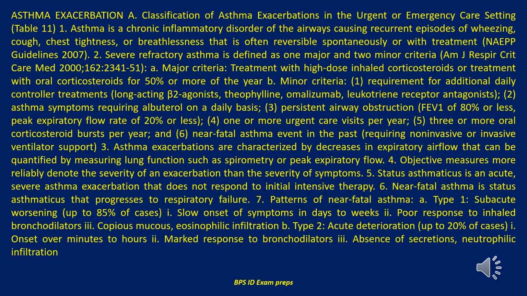B. Type 2 refers to acute deterioration, accounting for up to 20% of cases. 1. Its onset is over minutes to hours. 2. It has a marked response to bronchodilators. And 3. There is an absence of secretions, and neutrophilic infiltration is present.